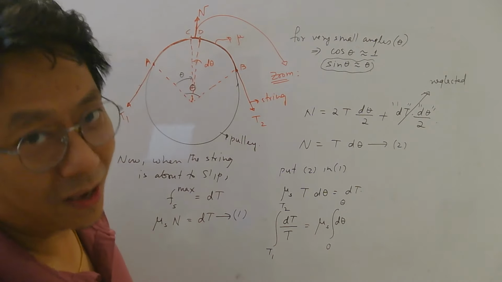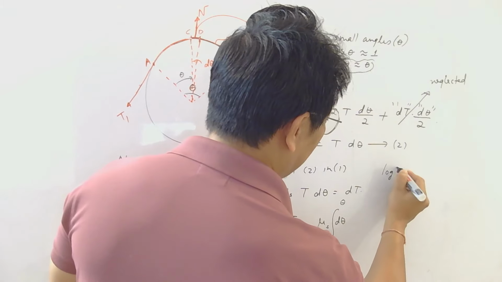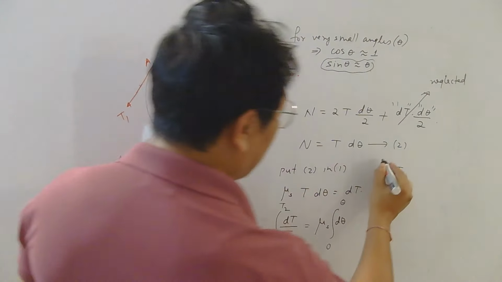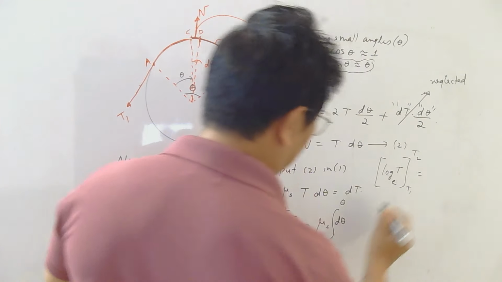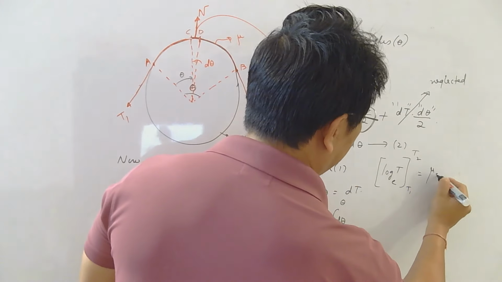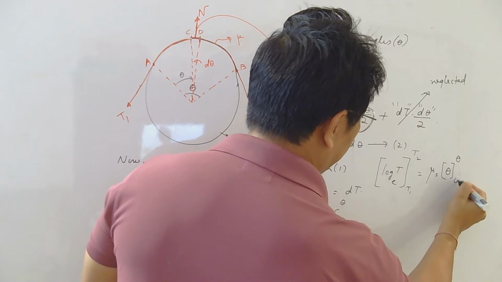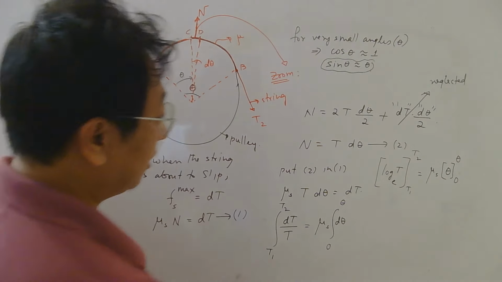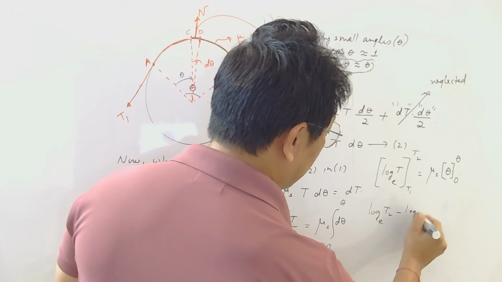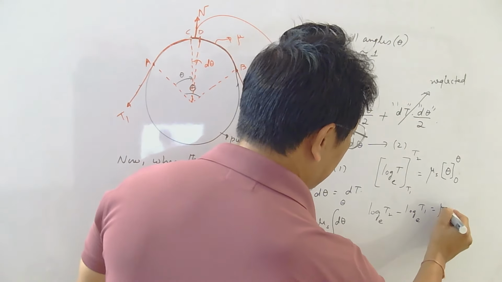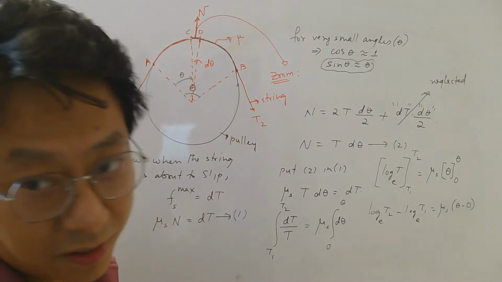Integral of dx by x is log x. So integral of dt by t is log of t base e, with upper limits t2 and t1. And here integral of d theta will be theta, with upper limit theta and lower limit 0. Now put the limits: you will get log of t2 base e minus log of t1 base e, and theta minus 0.